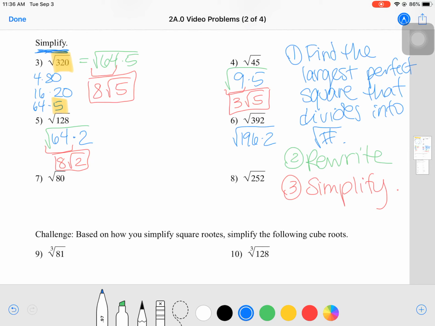196 times 2. When you square root it, this is 14 root 2. Your biggest perfect square that goes into 80 is 16. 16 times 5. When I rewrite it and square root it, the square root of 16 is 4, so this is 4 root 5. Last but not least, with 252, my biggest perfect square was 36. Square rooting that gives me 6 root 7.